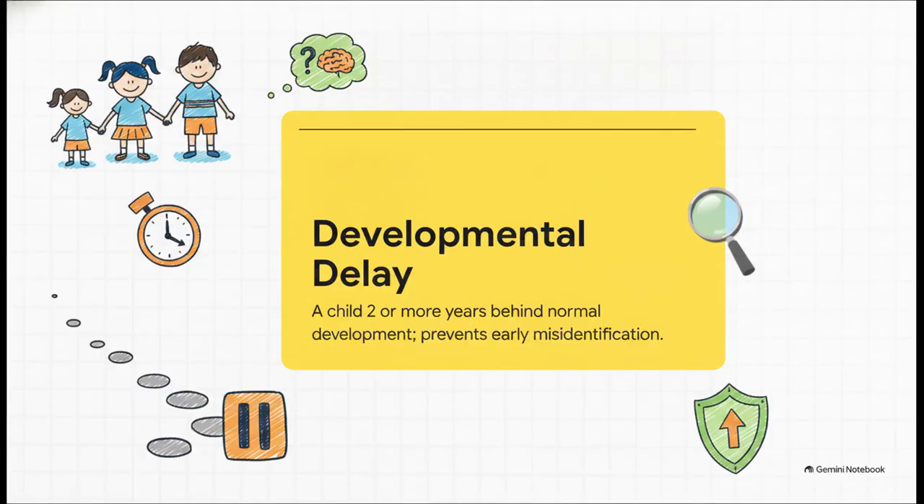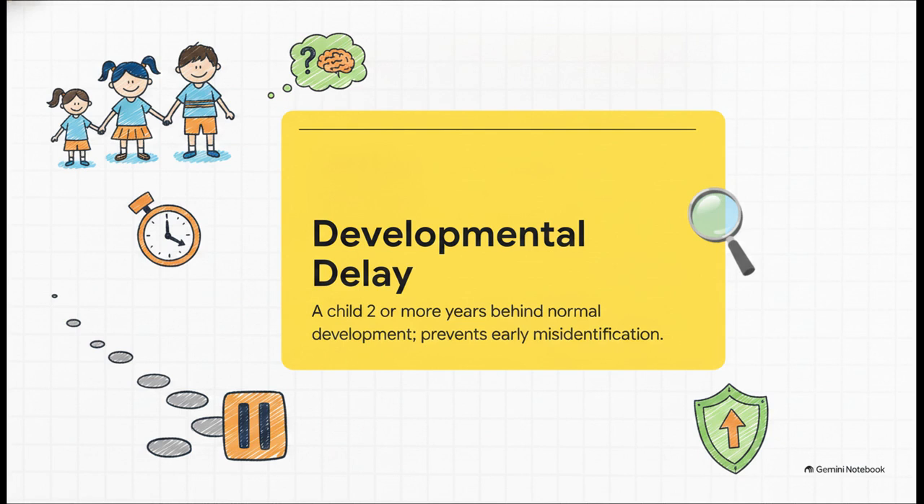Now, when we're talking about very young kids, specifically 3 to 5-year-olds, we usually hit pause on using the heavy phrase specific learning disability. Instead, states use the term developmental delay. We use this for a child who is generally 2 or more years behind normal development. Why do we do this? Well, it gets them early intervention while they're considered at risk without unfairly misidentifying or labeling them before formal schooling really even takes off.